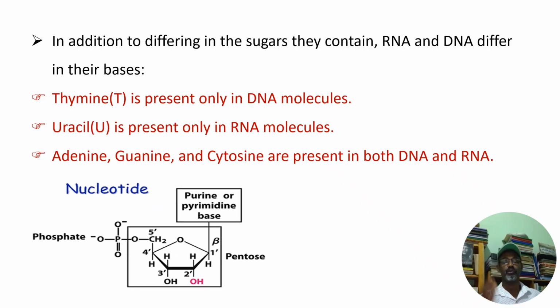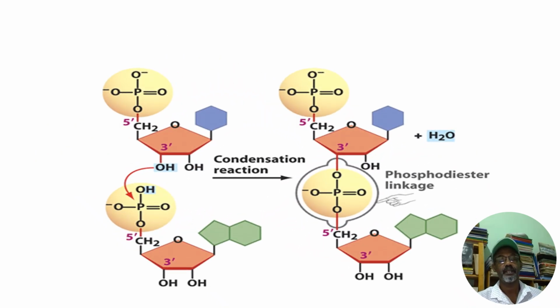You can see a nucleotide is this combination. Sugar is there. On the first carbon of the sugar attaches the base, purine or pyrimidine, and on the 5th carbon, phosphate. Therefore, it's a nucleotide. Another nucleotide here attached at this OH and goes on forming chain. This is how they react.